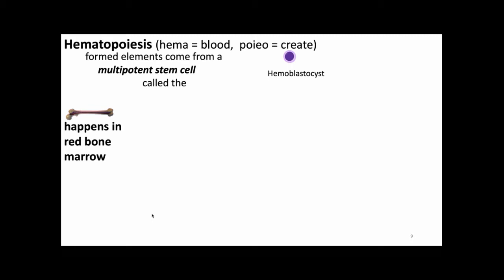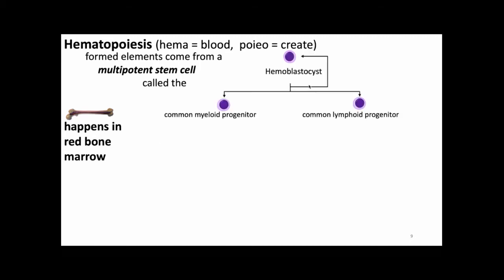So it happens in red bone marrow, right? The younger you are, the more red marrow you have. If you're an adult, the only place you have red marrow in terms of your long bones is going to be in the epiphyses of the long bones. All of the formed elements come from a multipotent stem cell. It's called a hemocytoblast. You don't need to remember that name. And then the hemocytoblast, when it divides, gives rise to another hemocytoblast and either another kind of stem cell.